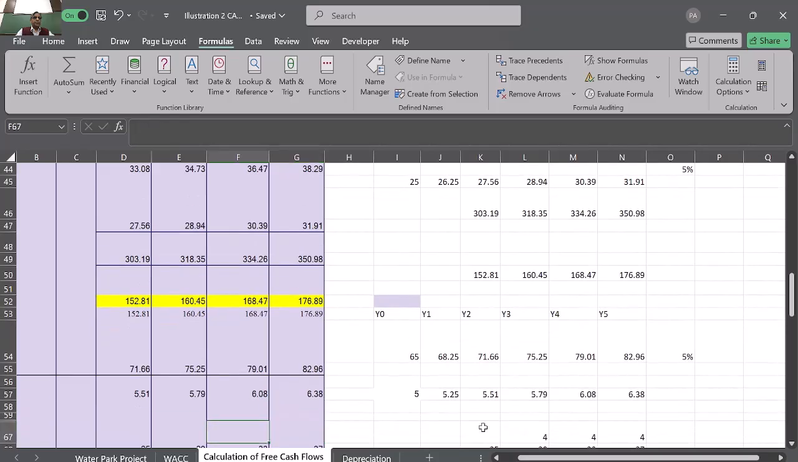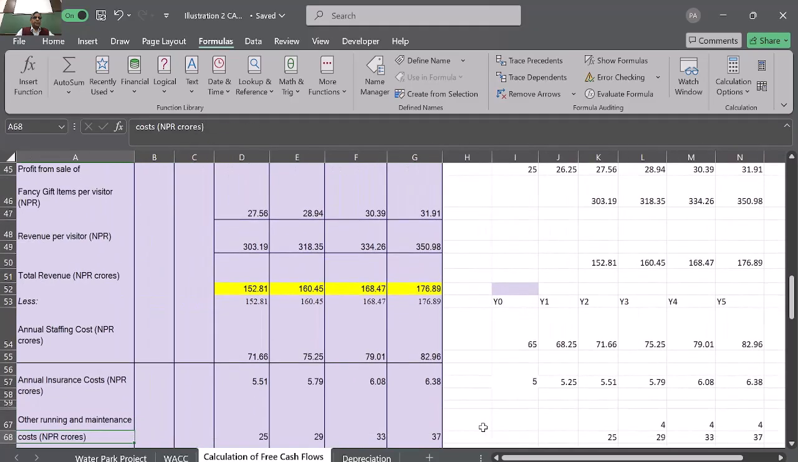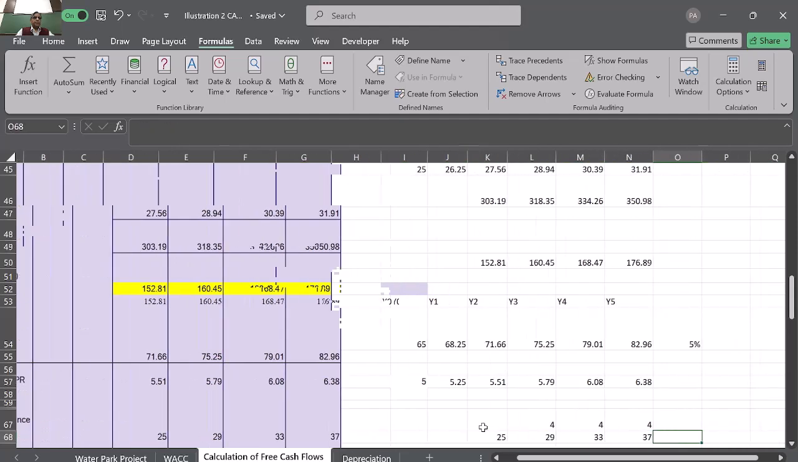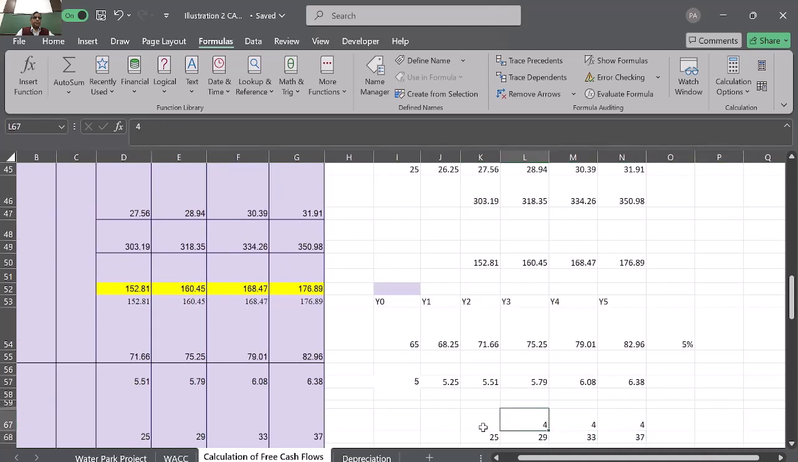Then we have the other running and maintenance cost, which is given as 25 crores, and it will keep growing by 4 crores. This is given in the question. Here we are not applying 5%, we are adding 4 crores every year. Okay, fine. So 25, 29, then add 4, 33, add 4, 37. So in the question, you can look at 25, then 4 crores, which is given in the question, we are adding that.